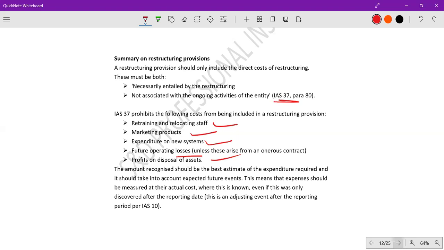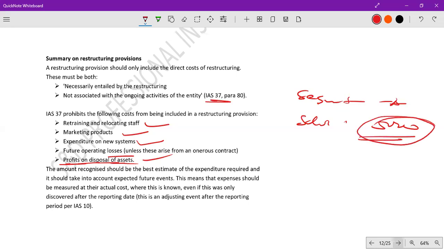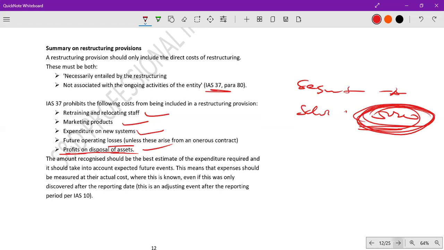Then profit on disposal of assets. Assuming we are going to dispose of segment A, and all the assets here must be sold at a cost, and the proceeds will be 5,000. We are saying that the profits on this disposal should not be netted against any direct cost of restructuring. Any direct cost of restructuring. All right.